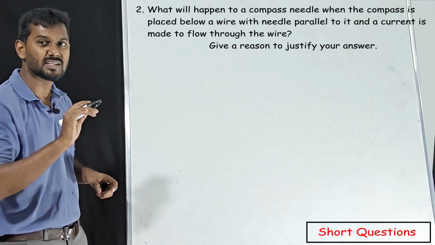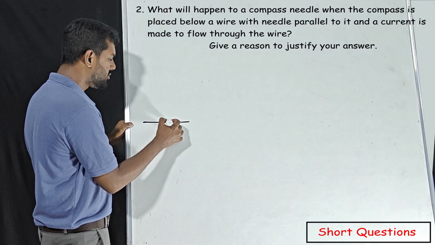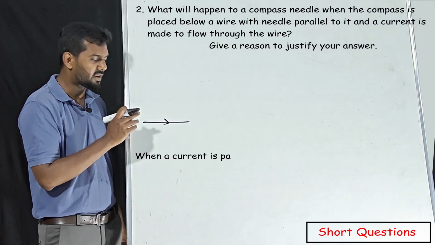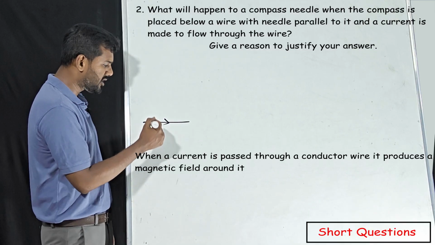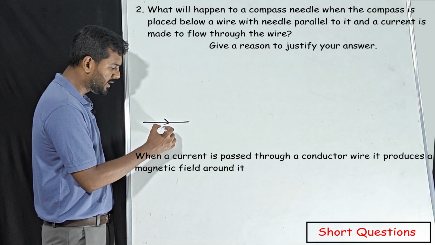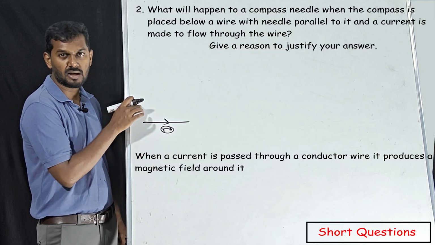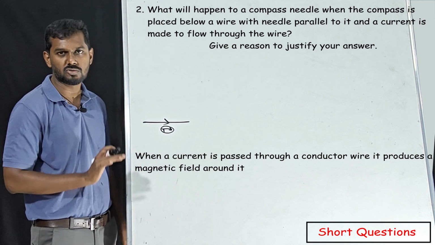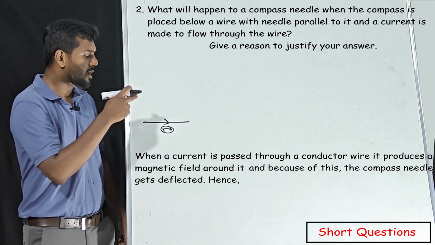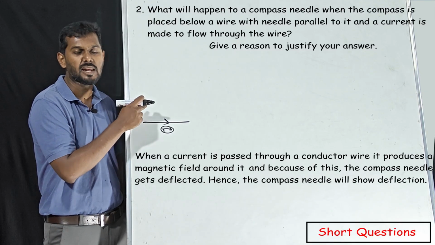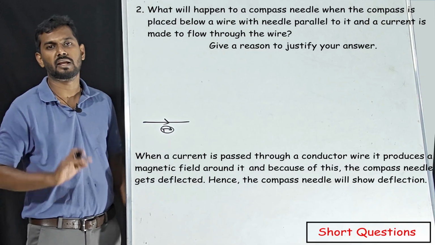Very simple question. They are not asking about the direction, they are just asking what happens. First, you need to understand the concept. Assume this is the conductor carrying current. Whenever it carries current, it produces a magnetic field around it, everywhere. Now they are talking about keeping a magnetic needle below it and parallel to it. Now what happens to it? This is the reason you are going to write: the magnetic field produced by the current carrying conductor deflects the compass, and it shows direction. That's it.